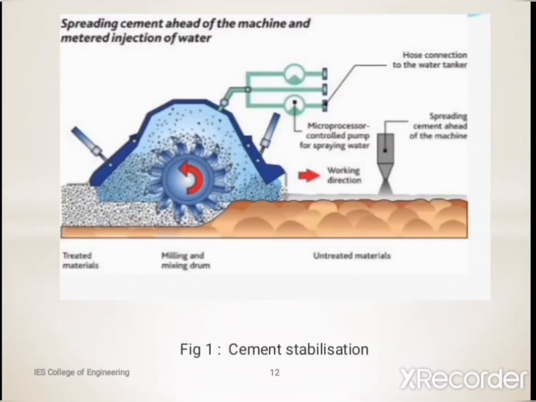The figure shows cement stabilization. It shows spreading cement ahead of the machine and injection of water. In the figure, we can see a milling and a mixing drum. A microprocessor controlled pump is used for spraying water. The treated materials and untreated materials are separately shown in the figure.